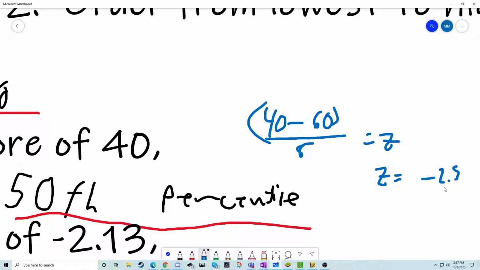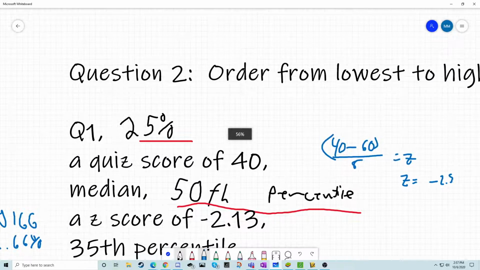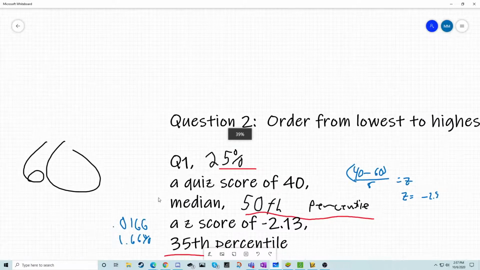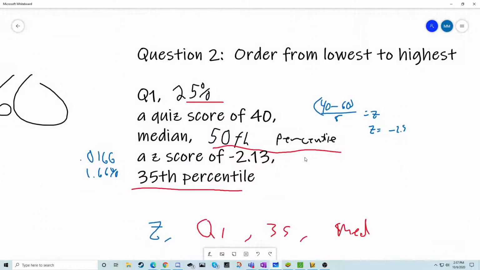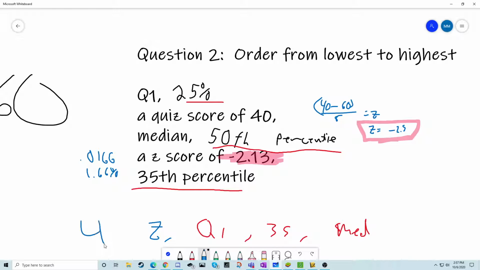Now I could change that into a percent with the table, but it's honestly kind of pointless because check it out. Here we have a z-score of negative 2.13. That's already the lowest, and this is even lower than that because this is only 2.13 standard deviations below the mean. This is 2.5 standard deviations below the mean. So this last one, the quiz score of 40, was the very lowest point.